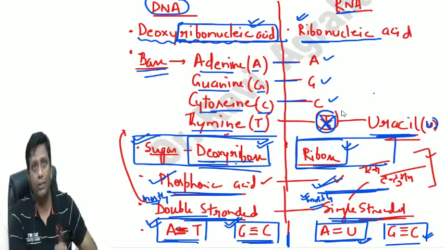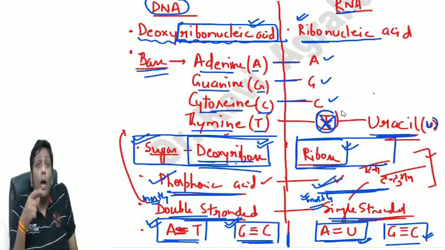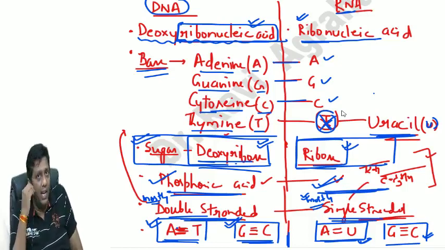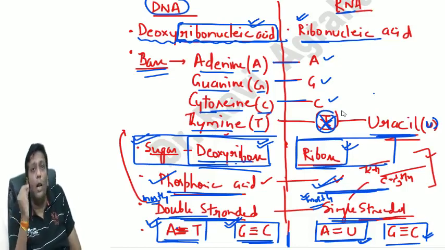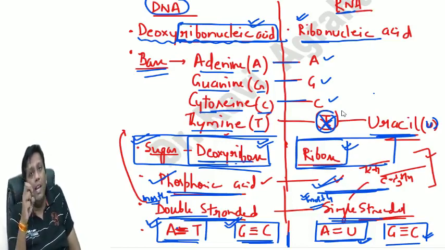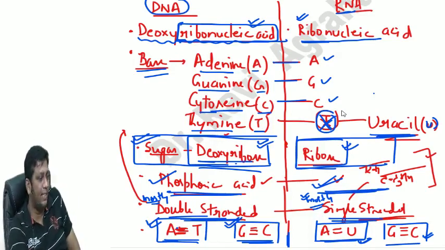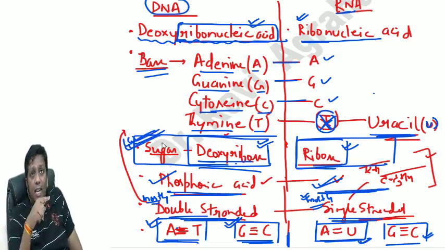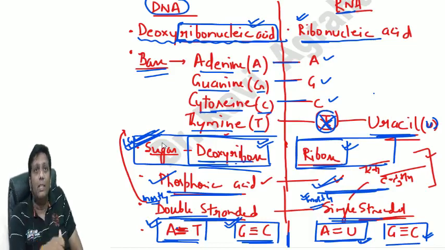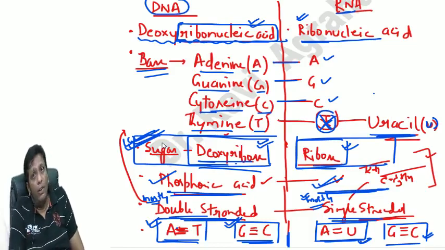If I ask you, and I have asked many times, what is the main difference between DNA and RNA? So the main difference between DNA and RNA, you should always take the sugar. On one side deoxyribose sugar and on the other side ribose sugar. So sugar composition is the main difference between DNA and RNA. I hope you will always remember.